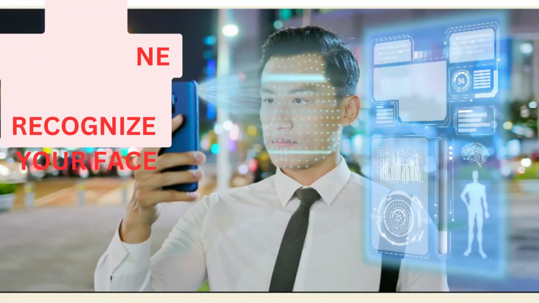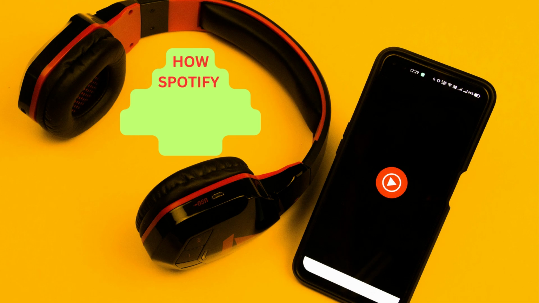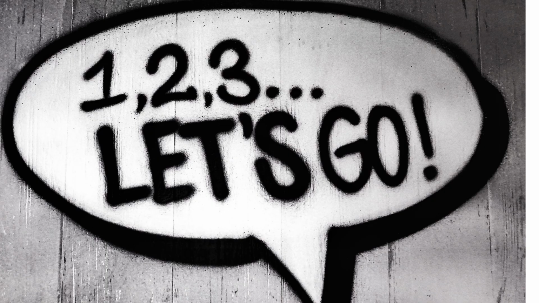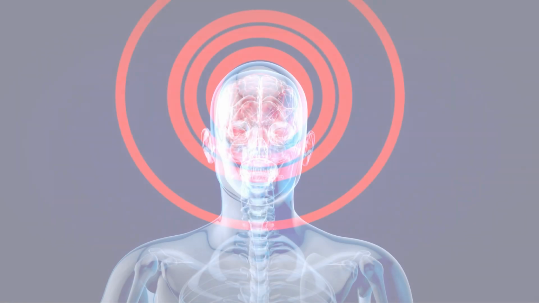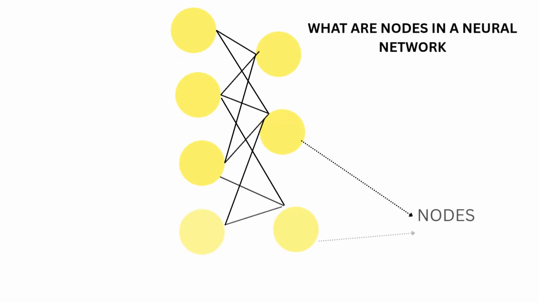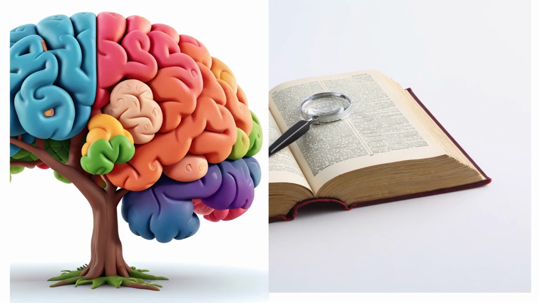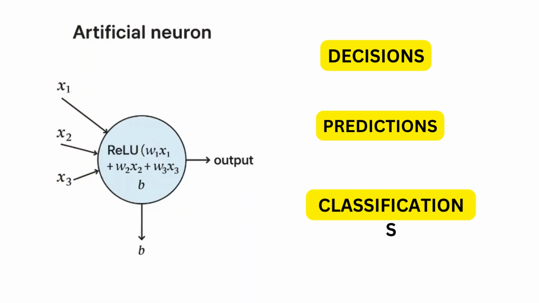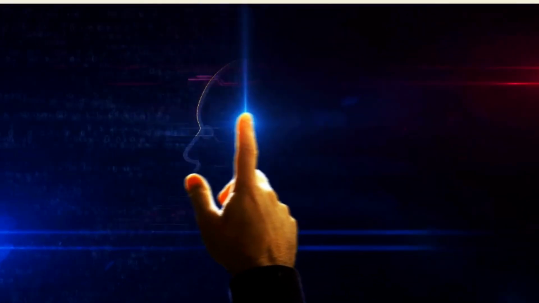Have you ever wondered how your phone recognizes your face or how Spotify recommends your favorite song? Guess what? Neural networks are doing the heavy lifting behind the scenes. So let's break it down nice and simple using a real world example. Think of a neural network like a digital brain. It is made up of layers of nodes, or as we like to call them, neurons. And just like our brain processes information using neurons, an artificial neural network processes data to make decisions, predictions, or classification.